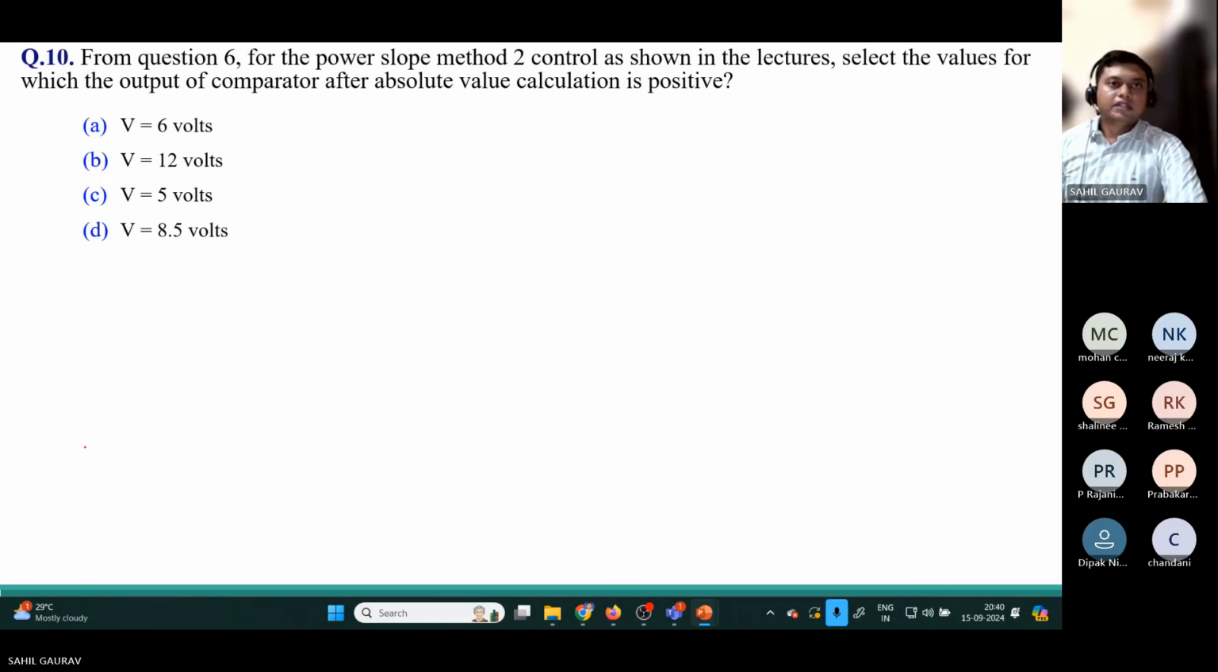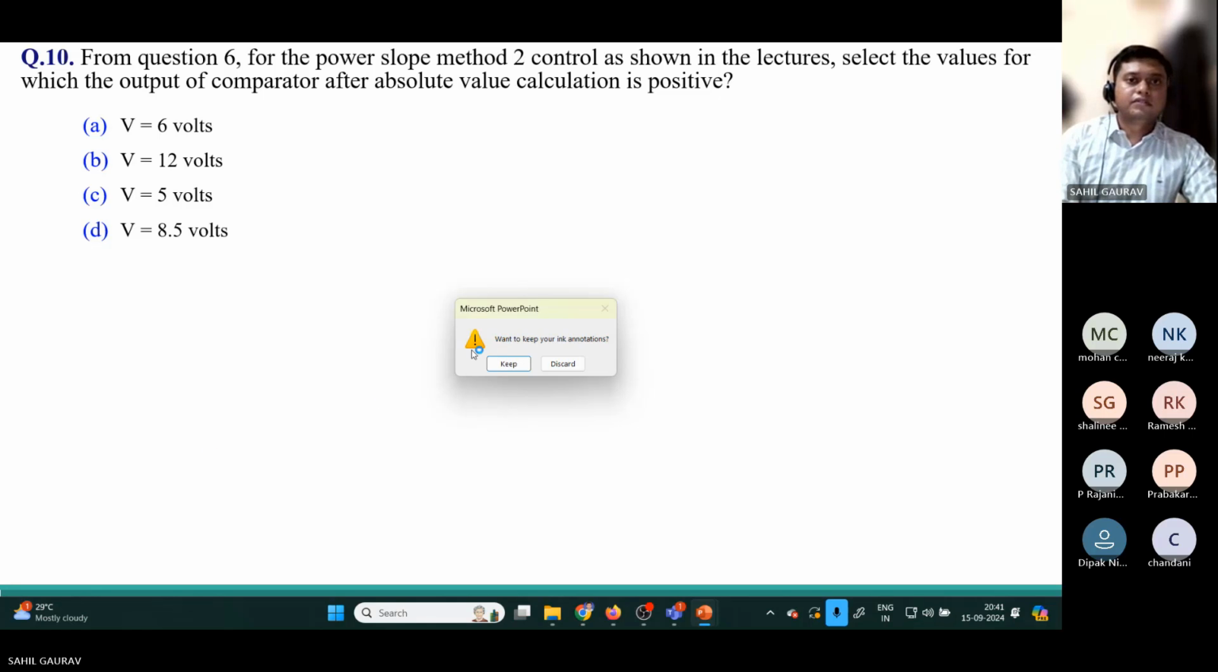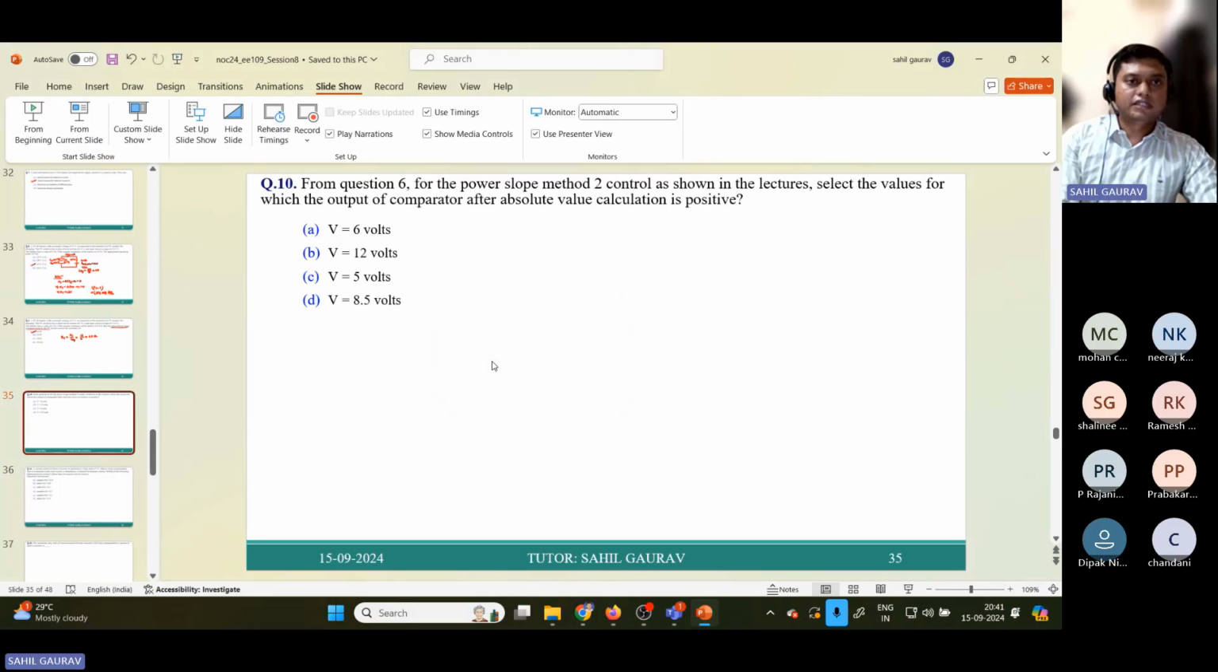Now, from question 6, I think again there is some mistake. So let us skip. There is some mistake in this problem. It is from the previous session.